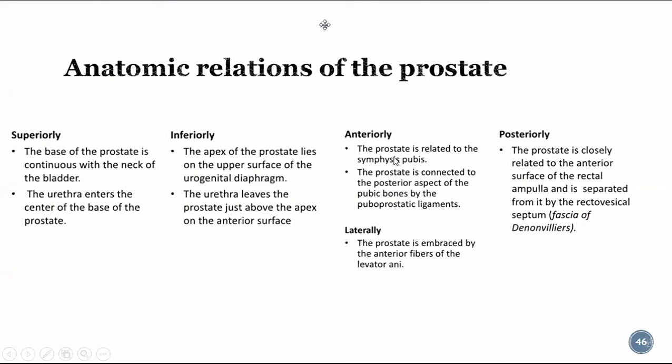Anteriorly, the prostate is related to the symphysis pubis. Posteriorly, the prostate is closely related to the anterior surface of the rectum, the rectal ampulla, and is separated from the rectal ampulla by a rectovesical septum, known as the fascia of Denonvilliers. Laterally, the prostate is embraced by fibers from the levator ani muscles. Let's review this diagram later on.